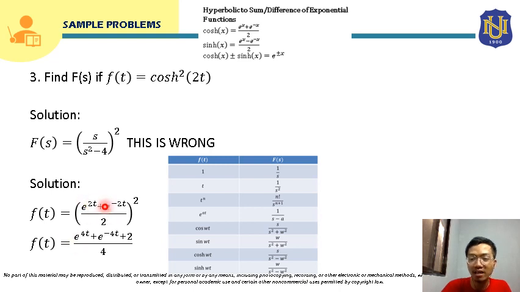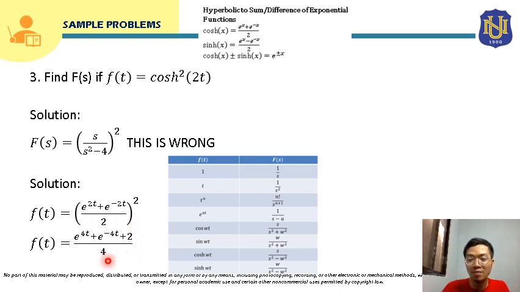So we can simplify that. You can manually multiply e raised to 2t plus e raised to negative 2t times e raised to 2t plus e raised to negative 2t, so that is a square of that over 2 squared, which is 4. So this will be the result if you simplify this. Okay, so from here, as you can see, f of t now is equal to e raised to 4t plus e raised to negative 4t plus 2 over 4.